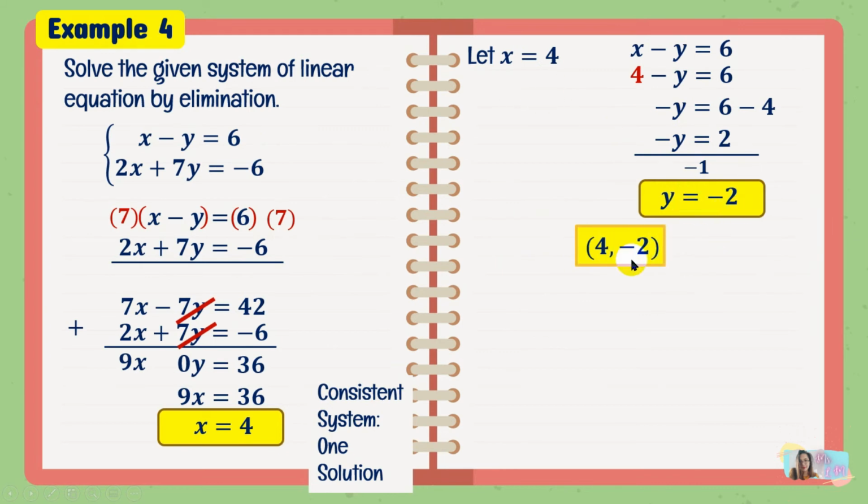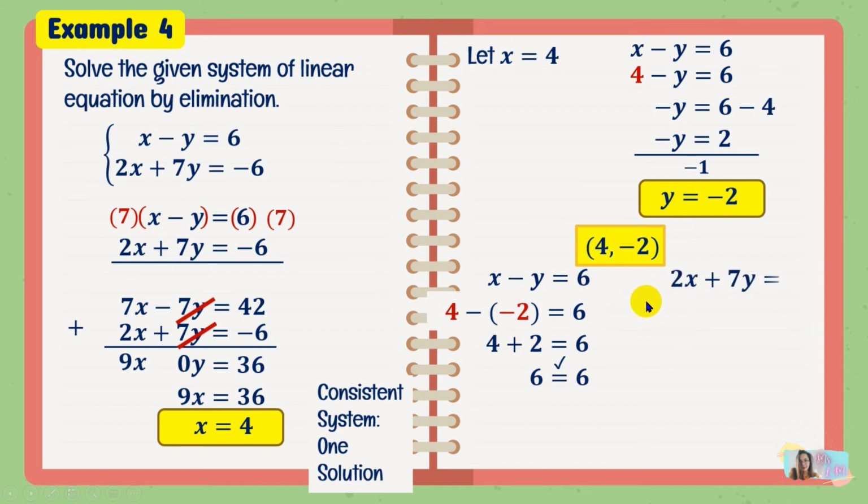And to check if this is the correct solution to our system of linear equation, we have to substitute this on both of our equation and let's see kung na-satisfy niya pareho ang ating linear equation. For the first linear equation, x minus y is equals to 6. 4 minus negative 2, is it equal to 6? Yung minus and negative, pag nag-keep change, magiging positive na and plus na siya. 4 plus 2 is equals to 6 and 6 is equals to 6. So, unang equation ay nasatisfy ng ating ordered pair 4 and negative 2.